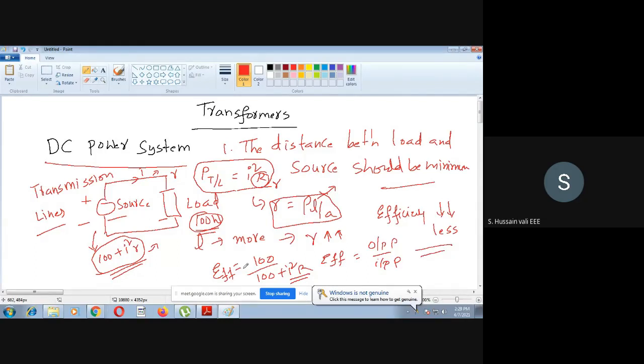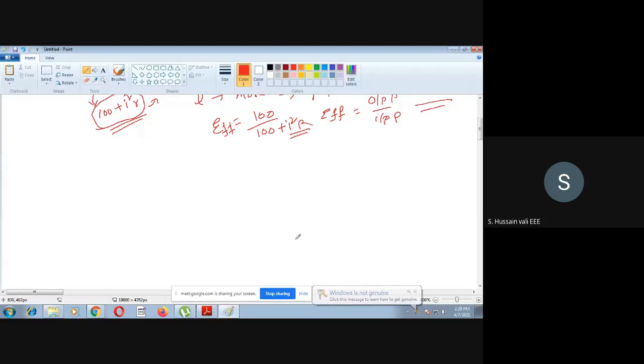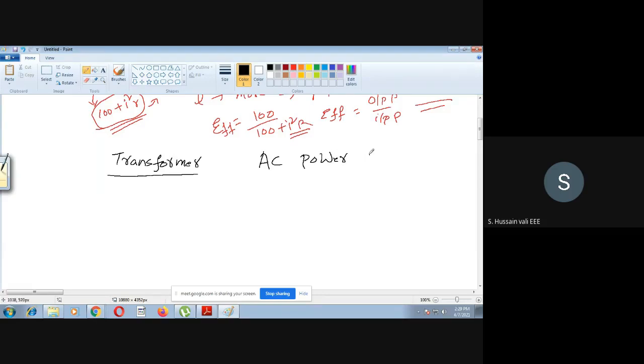Now with this problem, I will, for example, say now we have a transformer. We have a transformer. Now after the invention of this transformer, we entered into the AC power system.